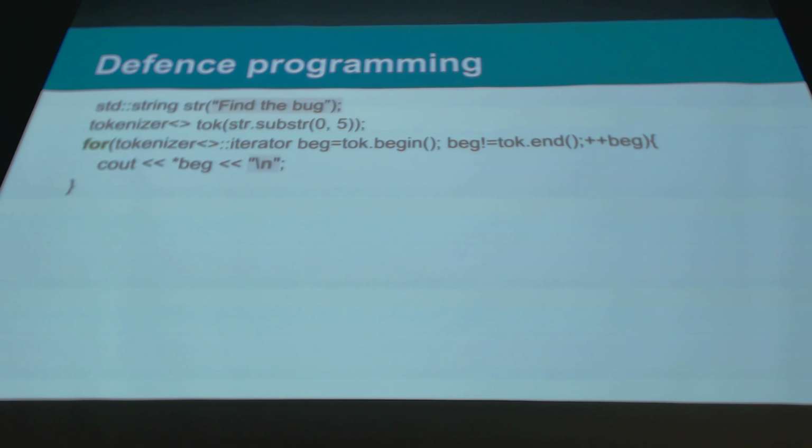Okay, off topic, defensive programming. So, does anyone see a bug in this code? Who knows the Boost tokenizer? Hands up. Okay, not many people.